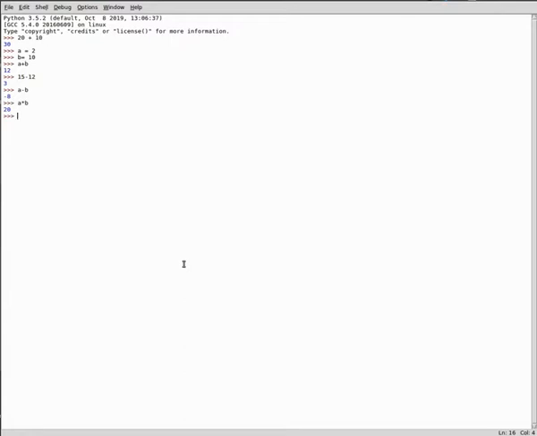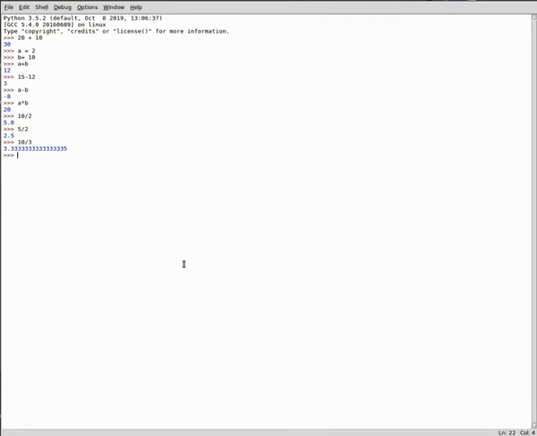Then we have division. So if I write 10 divided by 2, I get 5. Division, when it's done with a slash, gives me the exact result. For example, if I write 5 divided by 2, I get 2.5. If I write 10 divided by 3, I get 3.33333, etc.